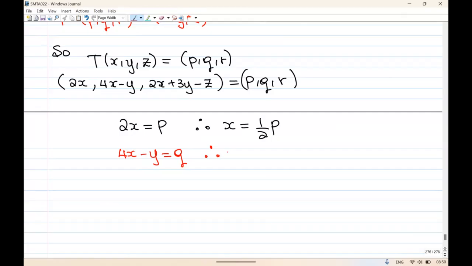Do you want me to solve this, colleagues, or can we write the final answer? What is y? Y will be 4x minus q. Are you not lying? No, I'm not lying.